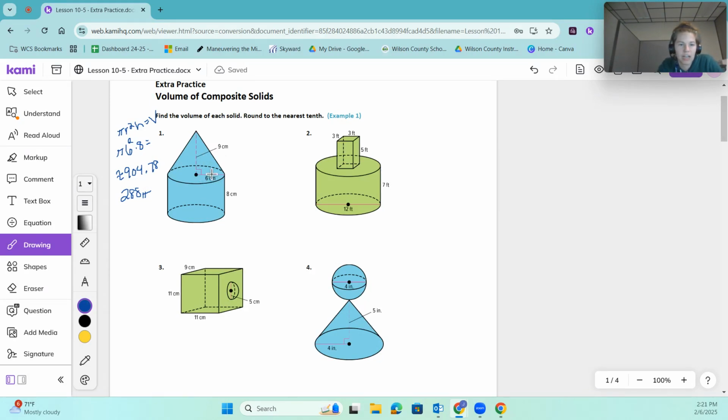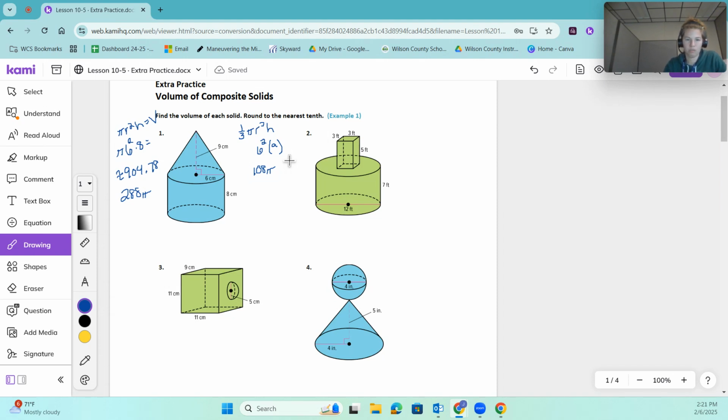And then we've got a cone that is 1/3 pi times radius squared times height. And 6 is also the radius here, but the height is 9 on this one. And we are going to do 6 squared times 9 times 1/3. That's going to give me 108 pi. And then I'm going to multiply that by pi and then add it with my 288 pi.